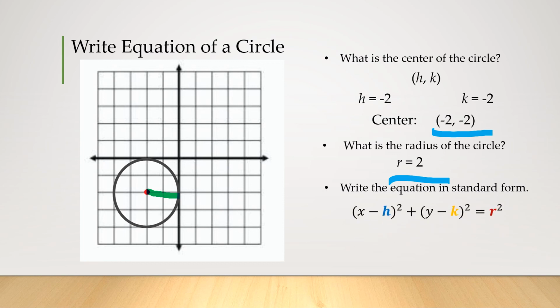So h becomes -2, but since there's a minus there, that'll be +2. K is -2, and since there's a minus here inside of the parentheses, that's going to be +2. And r is going to be replaced with a 2. Let's simplify it. And once you do that, you end up with the quantity of x plus 2 squared plus the quantity of y plus 2 squared equals 4.